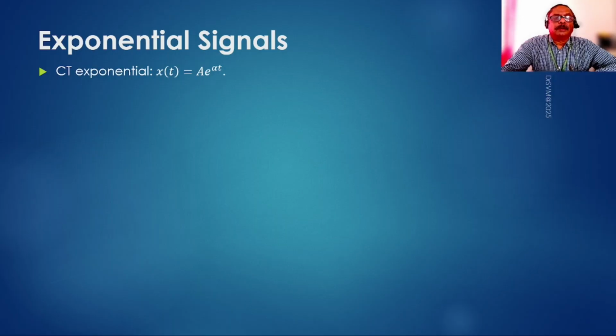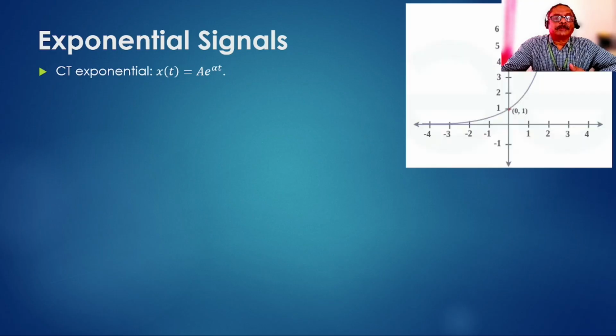Alpha can be a real number, alpha can be a complex number. So we need to understand what this means: if it is real, if it is complex, if it is real with positive quantity, if it is real with negative quantity, if it is complex, then what. So all details we have to understand. This is the continuous time version of exponential, and that's how it looks.